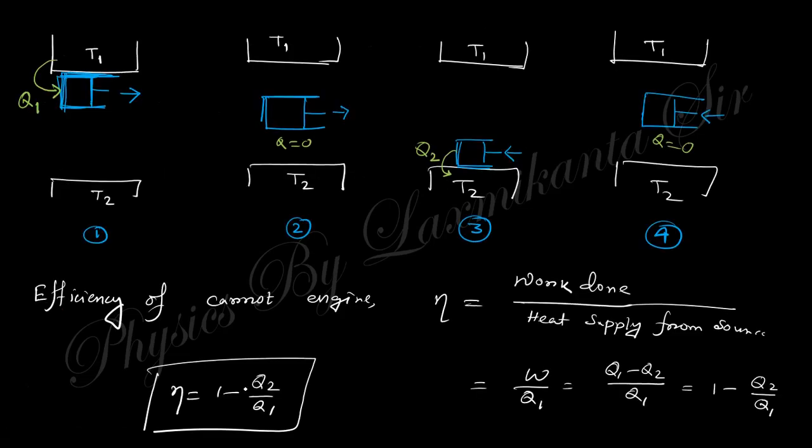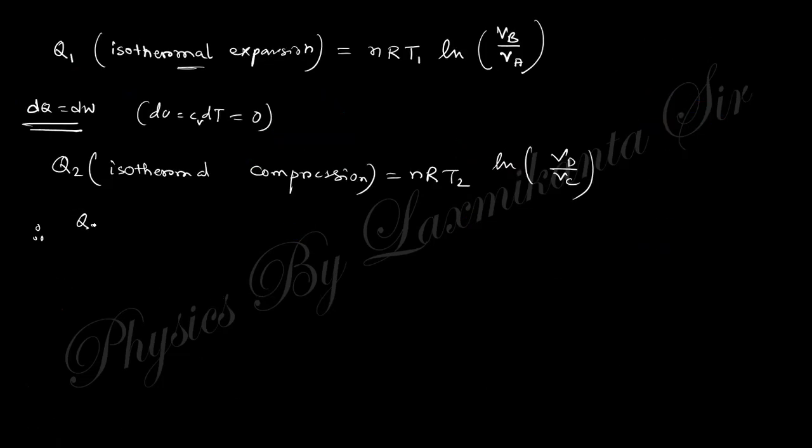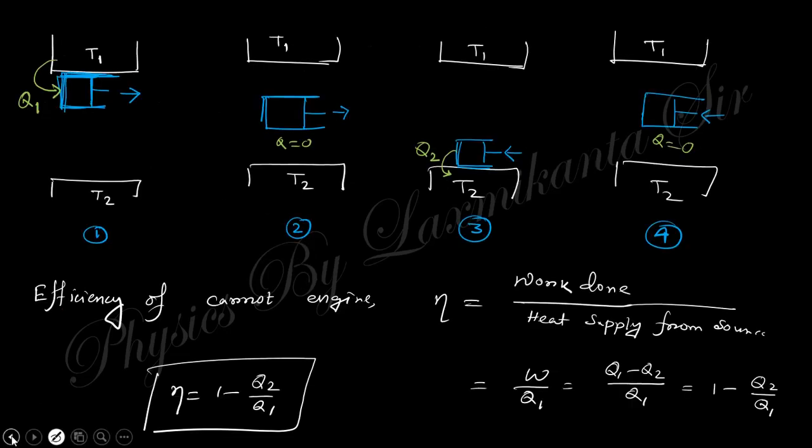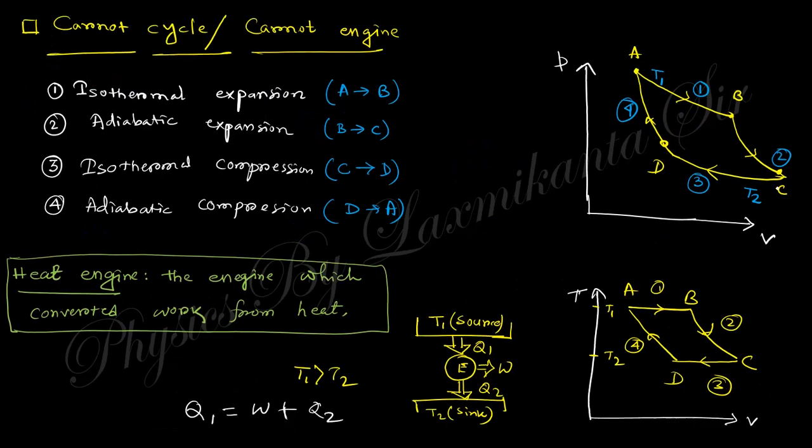So Q2 by Q1 is nothing but, nR cancels out, T2 by T1 ln Vd by Vc, and this is ln Vb by Va. Okay, so this is Q2 by Q1. And Vd by Vc and Vb by Va can be related during the adiabatic process.